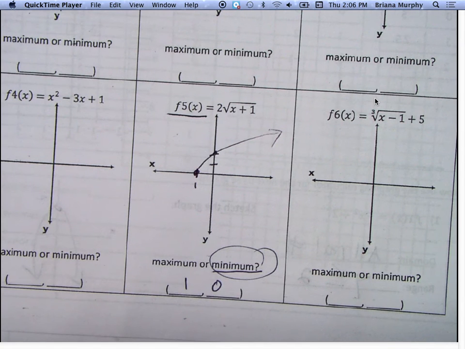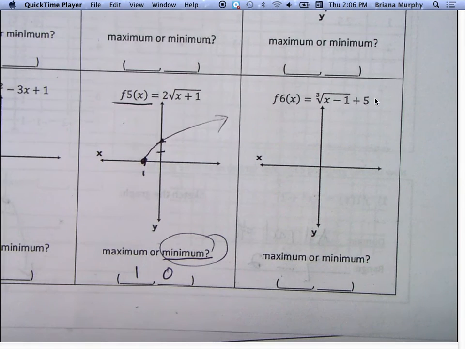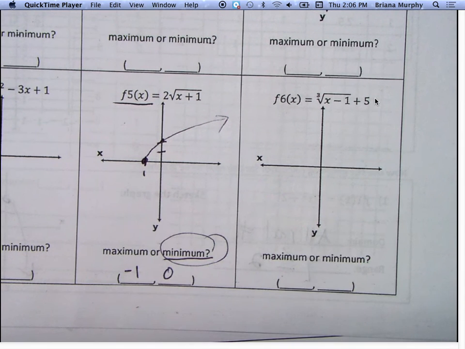Okay, go ahead and try the next one. Try 6, and then we're going to go back and do 1. Why is it 1, 0? It should be negative 1, 0. I'm sorry, you're right. Because there's a point where it can't go below, I kind of think of it as a minimum. It doesn't really look like a parabola minimum. It's kind of different.